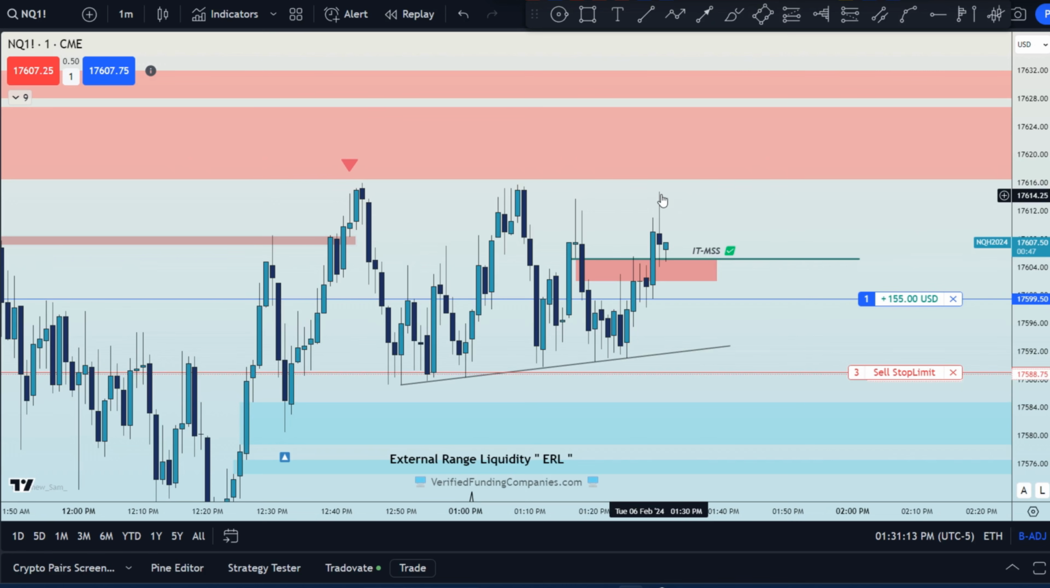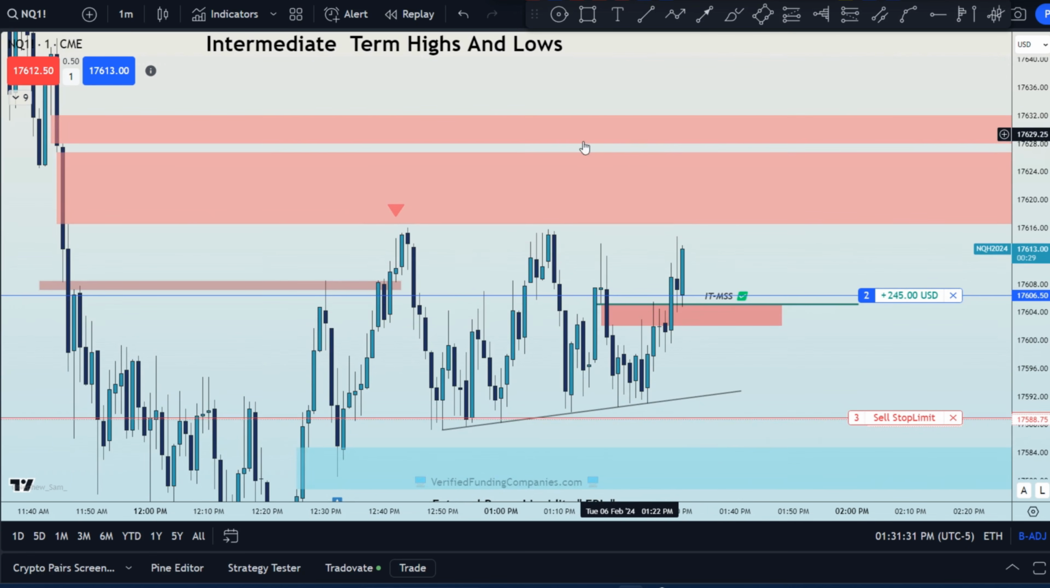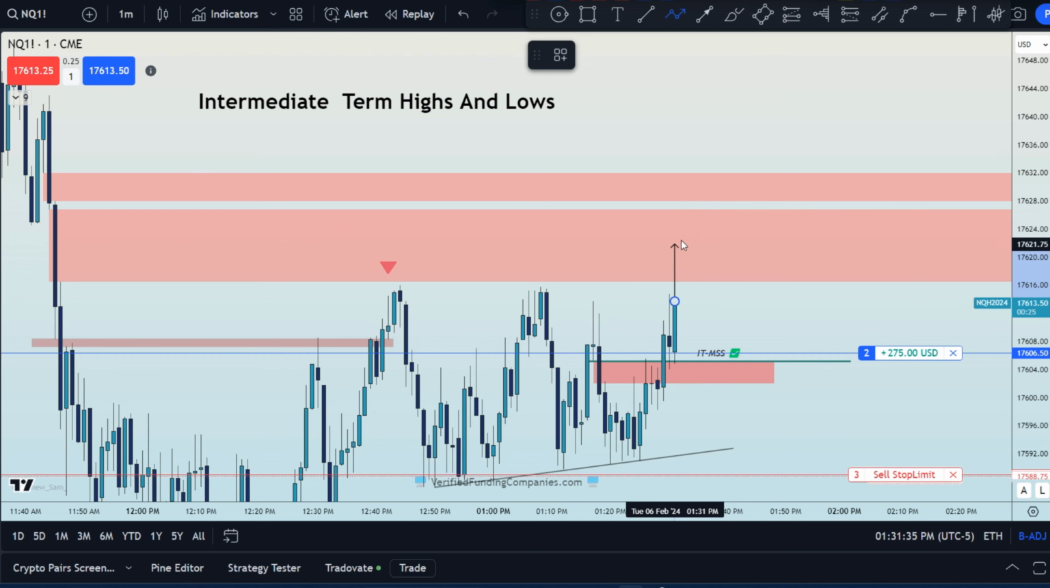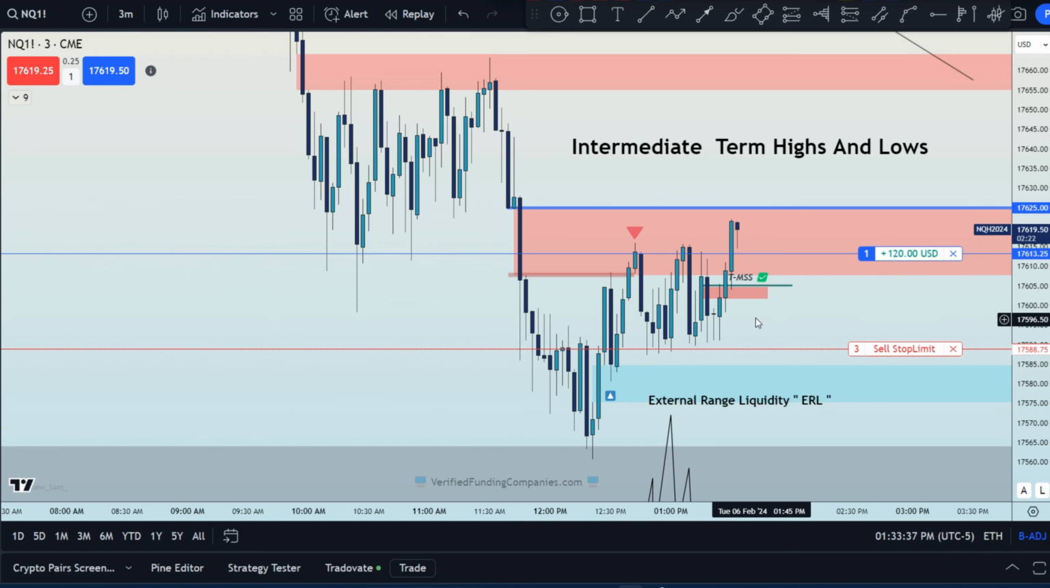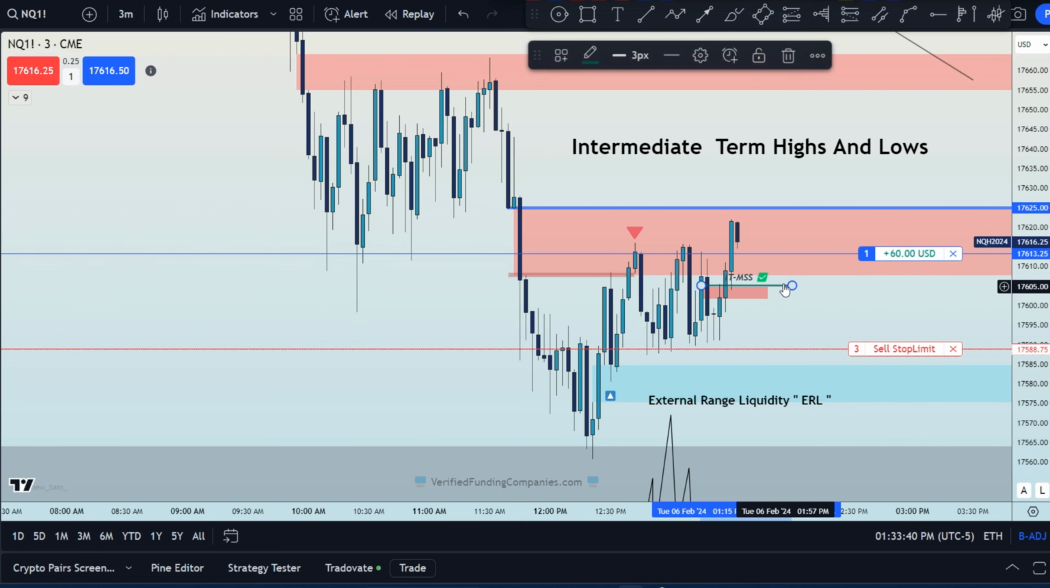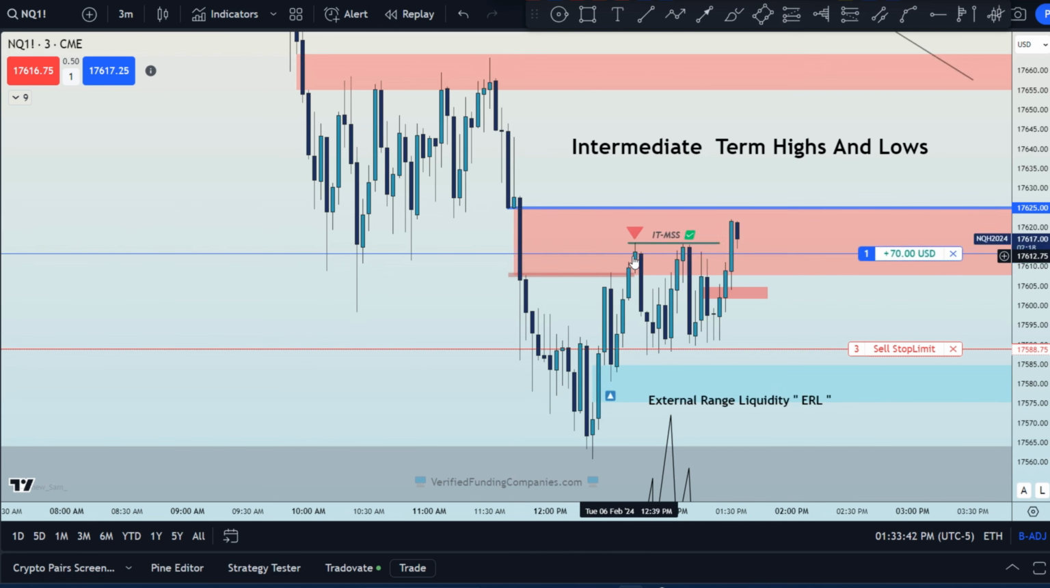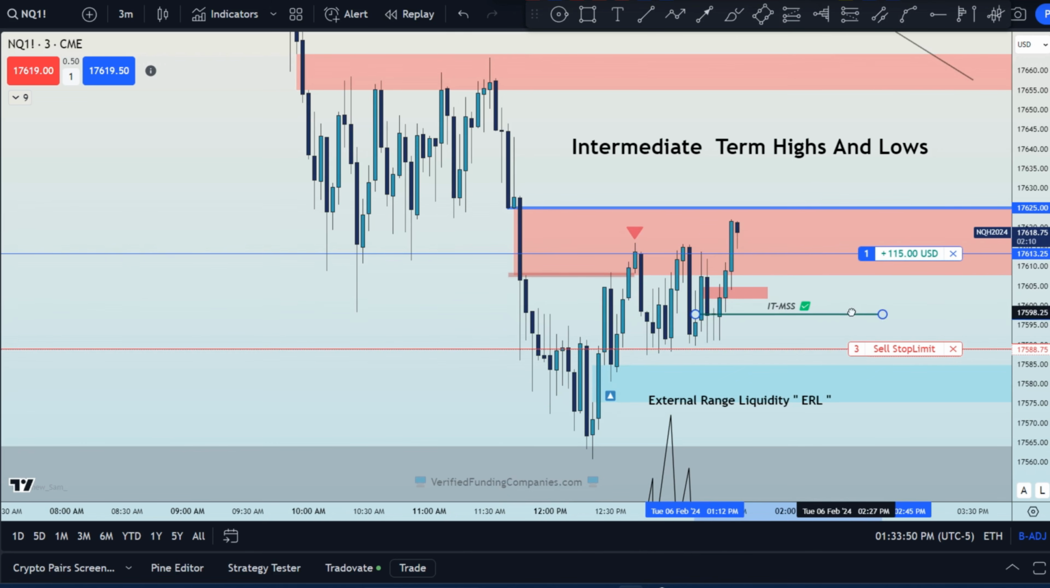Price has moved back up, closed outside of this here, creating now support. Flip this, now take it up into here. It's gonna go like this, like that. See how in a 3-minute we just had another intermediate term market structure shift here. This high filled that fair value gap. Boom, intermediate term market structure shift, the bullish one.